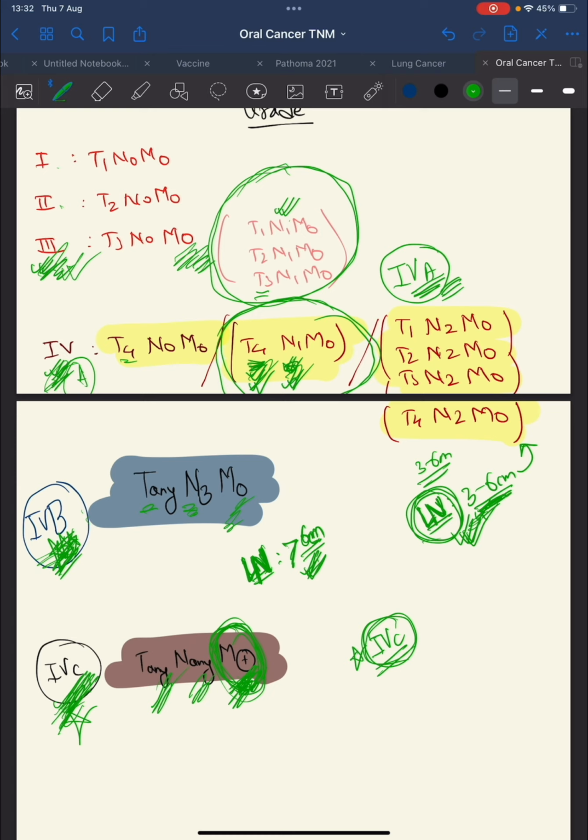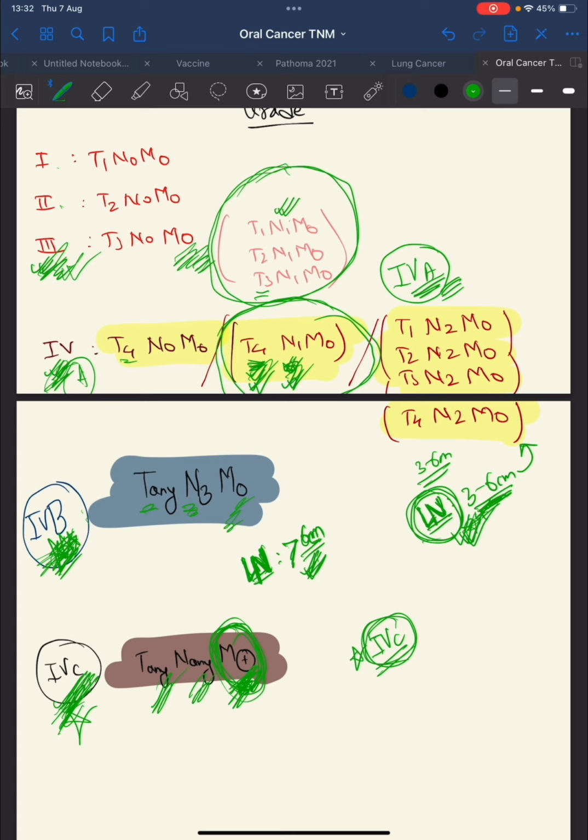And then in the other stages, we'll just avoid the metastasis, so we'll just concentrate on the T and N. And if you see the lymph node of more than 6 centimeter, then it will be 4B. And if the lymph node is between 3 to 6 centimeter, then it will be 4A. And if that lymph node is less than 3 centimeter, and there is advanced stage of the tumor size, that means it has involved the lips, the oral cavity, the base of the skull and the pterygoid, and it is less than 3 centimeter, then it will be 4A.